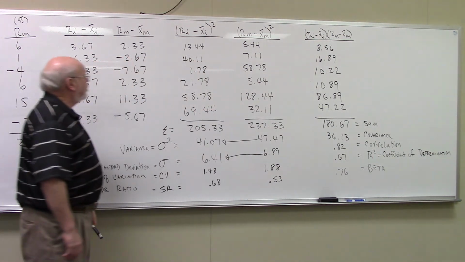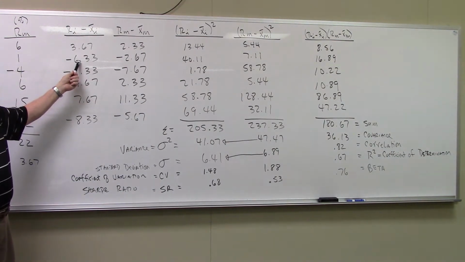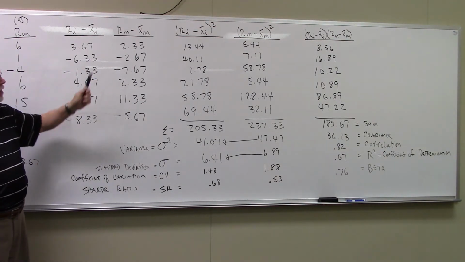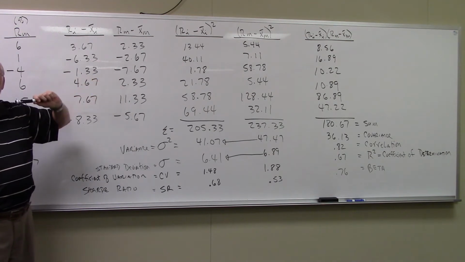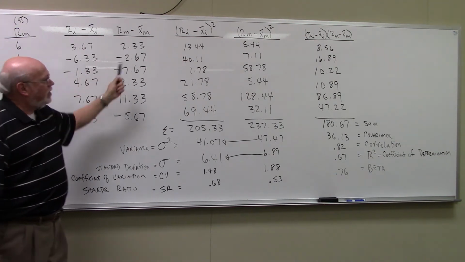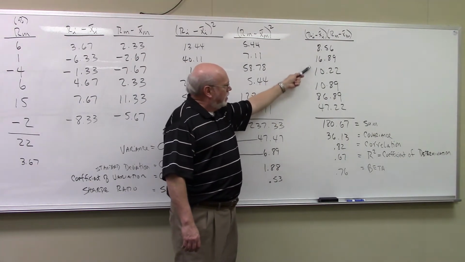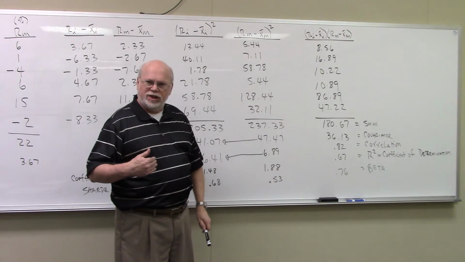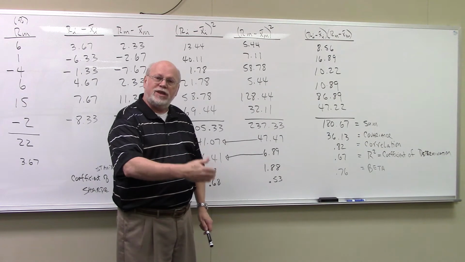Just to go through one more: in the second quarter, the deviation for the security was a negative 6.33, and for the market, a negative 2.67. Multiply those together, a negative times a negative is a positive, so you get 16.89. I did that for every quarter, every set of observations we had: the deviation of the security multiplied times the deviation of the market.